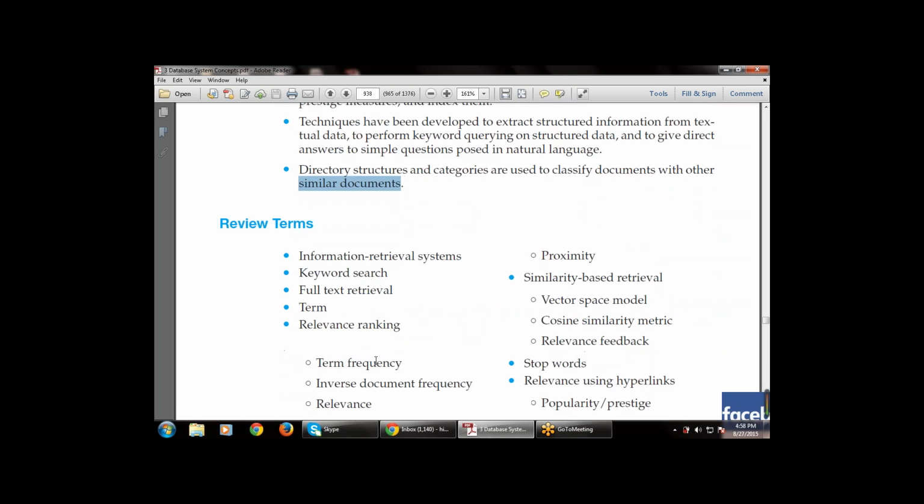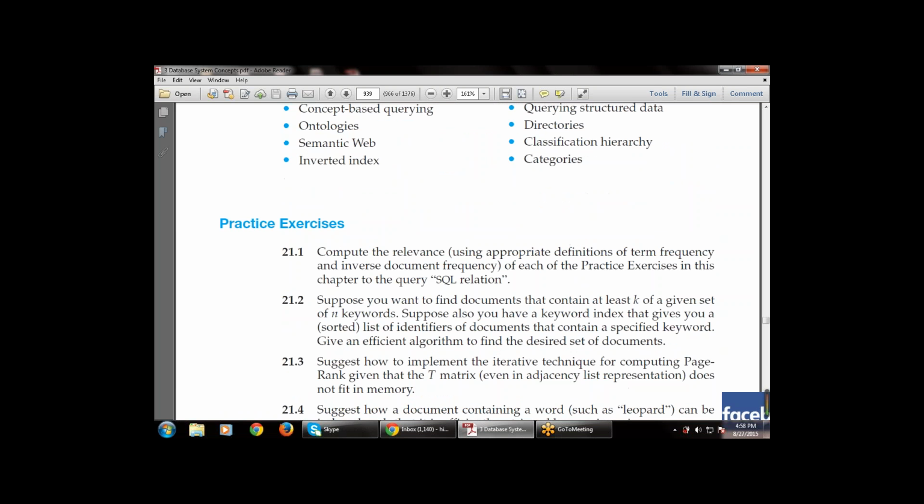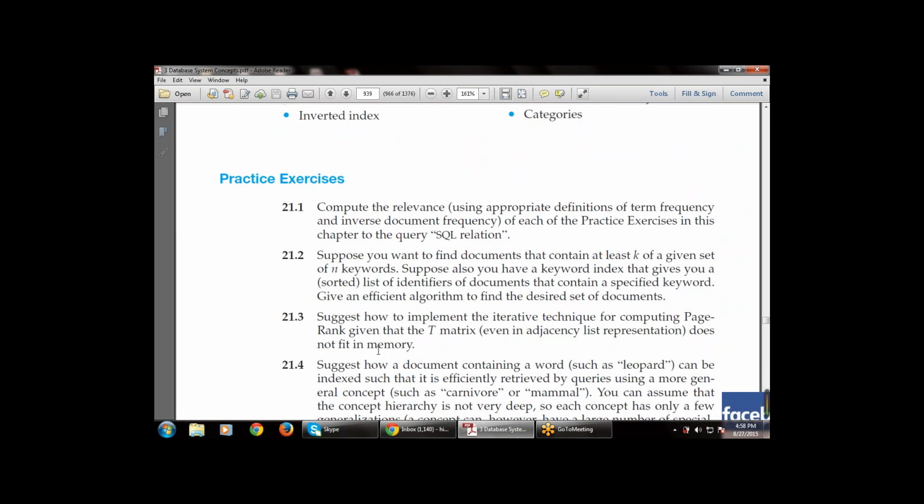And these are the review terms of this chapter, such as the information retrieval system and keyword search. These are the various practice exercises: relevance is given, structure is given, and finding a document that contains various n keywords. Then suggest how to implement the iterative technique for computing the rank, given a T matrix that cannot fit in memory.